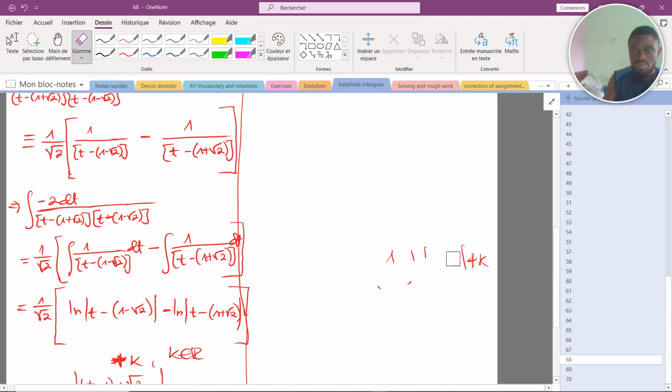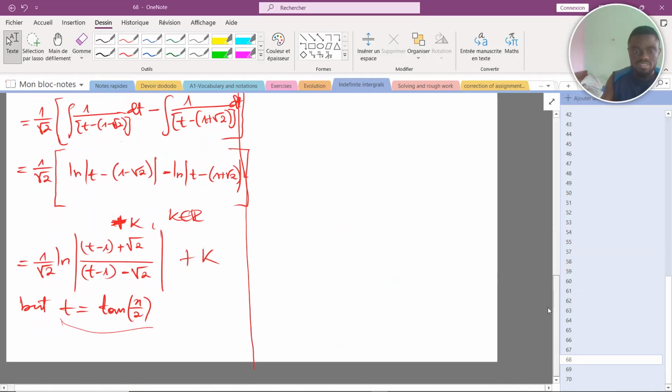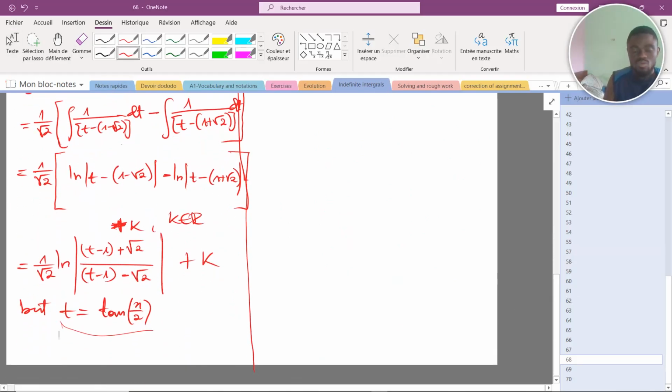Let me wipe this. But remember, our t was what? Our t was tan x on 2. Is that okay? So where I see t, I will replace.